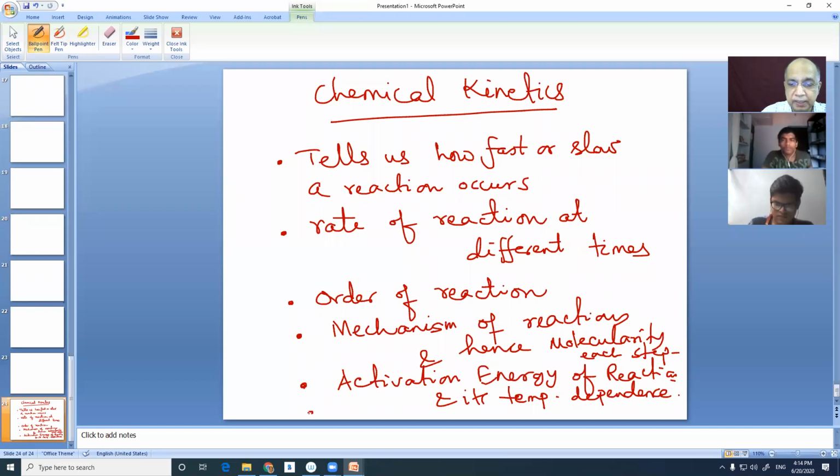And most importantly, the kinetic rate law. That gives you an idea about everything, about the mechanism, about how the rate changes. If you have completed, then we'll go to the next phase.